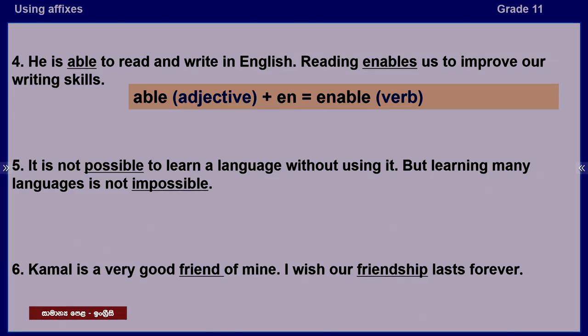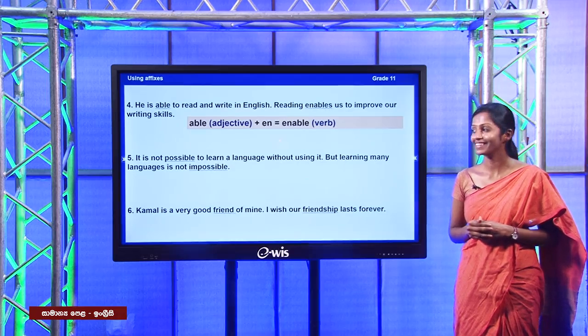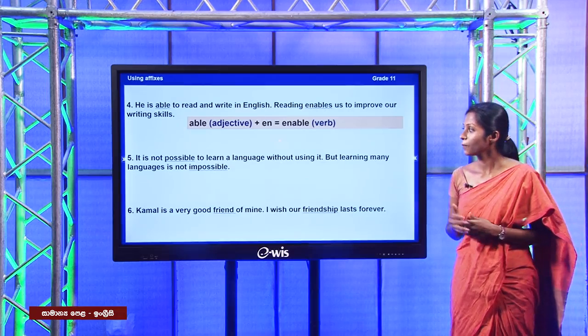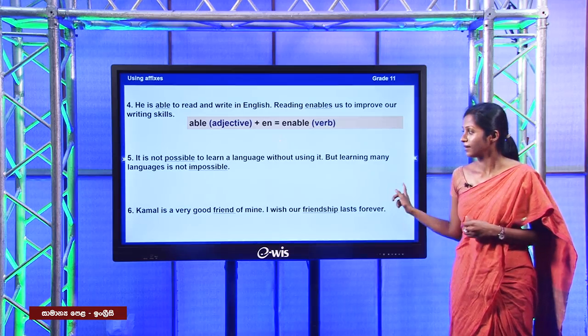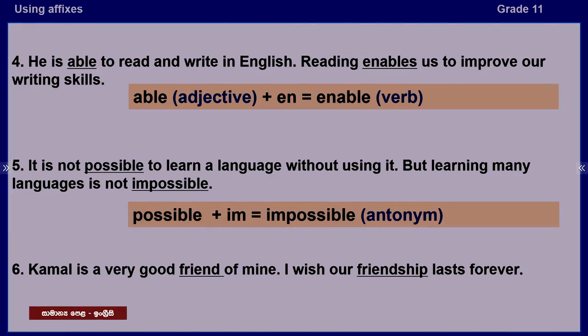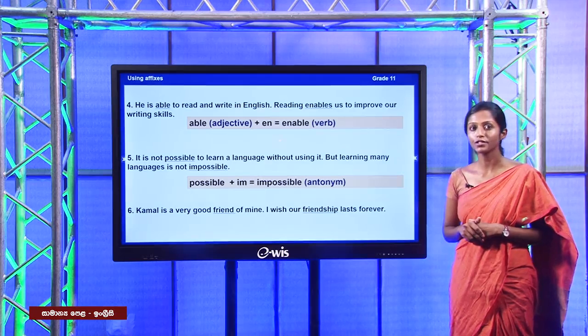Let's move to the fifth sentence. It is not possible to learn a language without using it. But learning many languages is not impossible. I'm sure you agree with the sentence as well. So look at the underlined words. Possible and impossible. What is the change? When you add im to the word possible, it becomes impossible. Unlike the other examples, this does not change the word class, but it does change the meaning of the word, and it creates antonyms. Possible and impossible are antonyms.